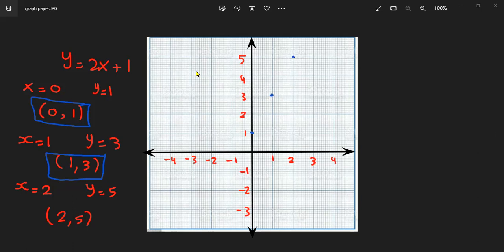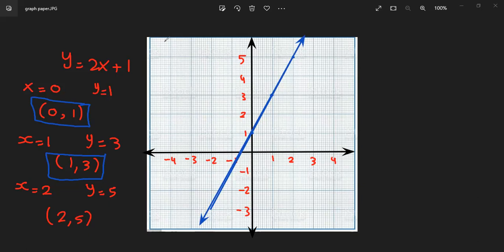We observe that all points are lying on the same straight line. Join them up. So I joined them up and drew 2 arrows. Okay, this is the equation of the straight line.